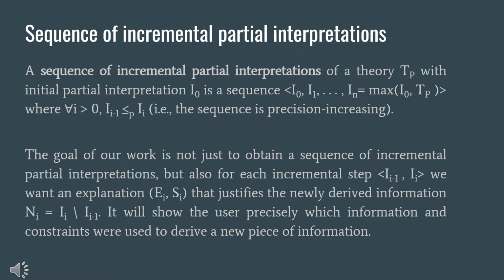If the interpretation sequence holds the property of being more precise with increasing value of i, for all i greater than 0, more formally, if Ii is greater than or equal in preciseness to Ii minus 1, then the sequence is an incremental partial interpretation.